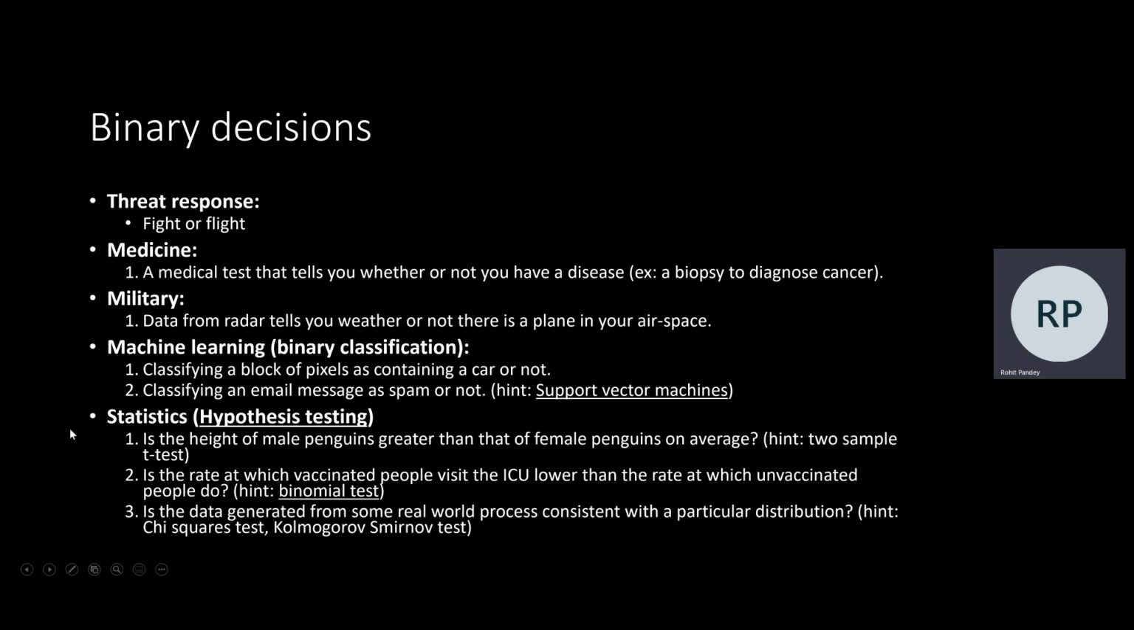In statistics, you're making binary decisions a lot in the field of hypothesis testing. So you have a group of male penguins and some data on female penguins. Are the male penguins taller on average, yes or no? Is the rate at which vaccinated people visit the ICU or get seriously sick lower than the rate at which unvaccinated people get seriously sick, yes or no? Is the data generated from some real world process like penguins, for example? Does it follow some distribution? Does it follow a normal distribution? Yes or no? So you can see binary decisions are all over the place and they're not going anywhere anytime soon.